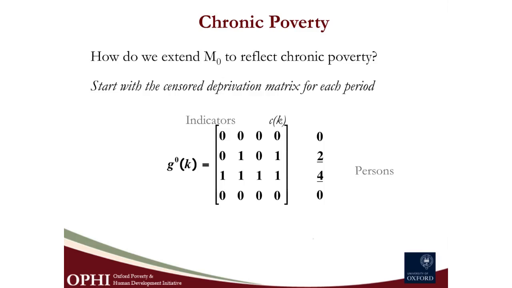So what I'm going to do is run through very quickly, using our very familiar matrix, how we construct the measure. So we begin with the G0 of K, that is the censored deprivation matrix, 4 dimensions and 4 persons, with 2 people identified as poor. This is the censored deprivation count vector. So you're all familiar with this.